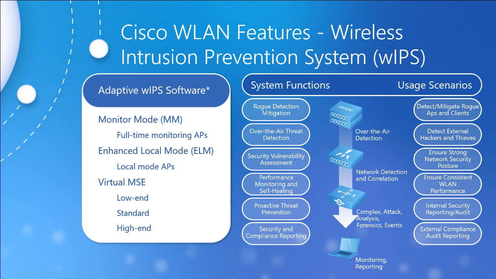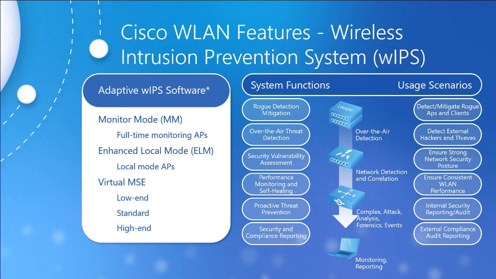To summarize the main features and benefits, we get rogue detection, classification, and mitigation, over-the-air attack detection, security vulnerability monitoring, performance monitoring and auto optimization, and finally management, monitoring, and reporting. Now, the adaptive wireless intrusion prevention software licenses are based upon the number of monitoring devices, and that's essentially what the asterisk in the graphic is for.